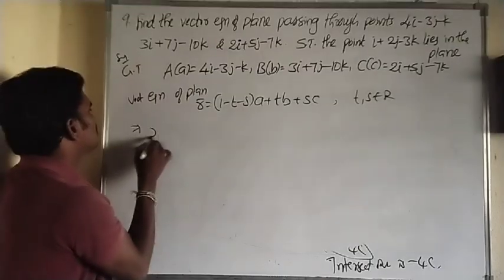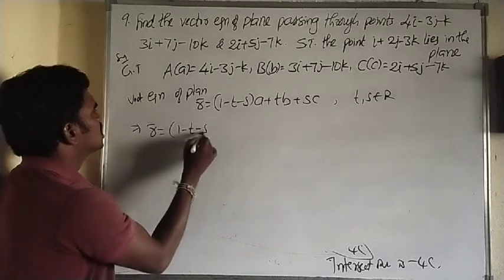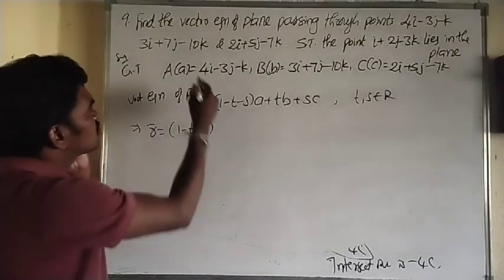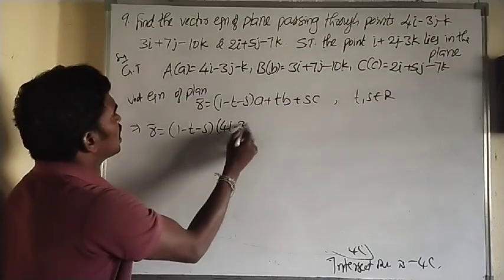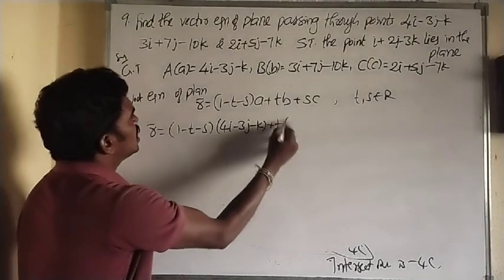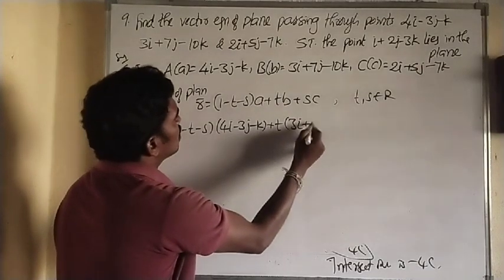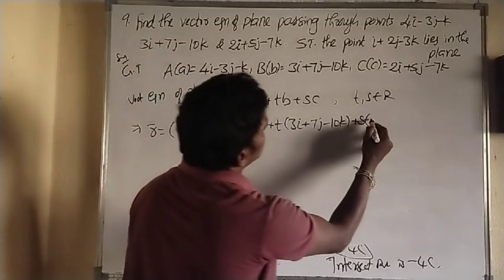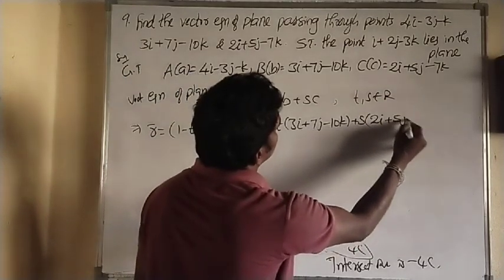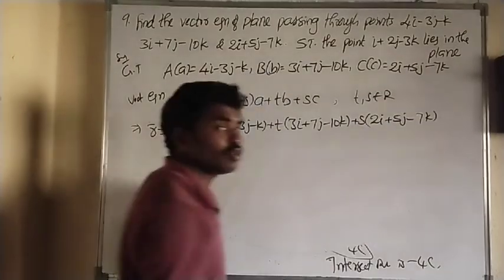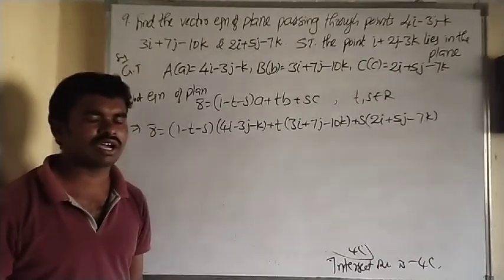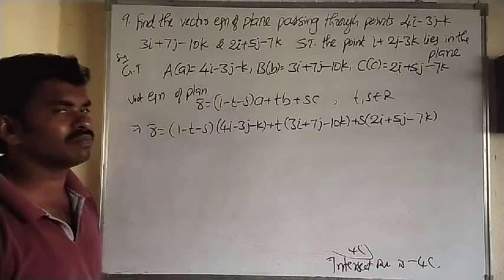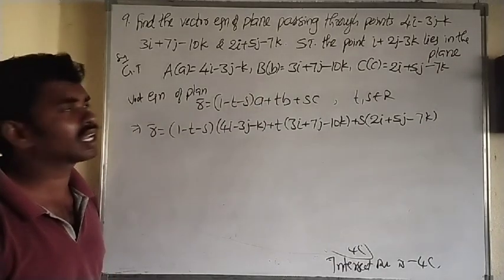Now I am going to find the vector equation. So (1 minus t minus s) into a, where a is 4i minus 3j minus 5k, plus t into b, where b is 3i plus 7j minus 10k, plus s into c, where c is 2i plus 5j minus 7k. Actually, in a 2 marks question there is no need to simplify after this, but in 4 marks we should simplify and follow the rule.